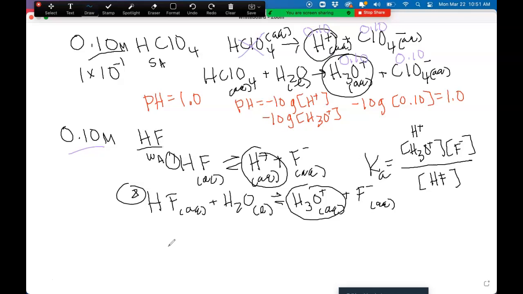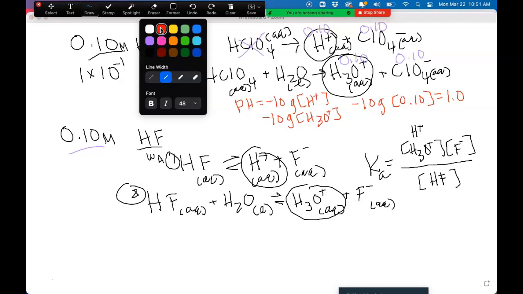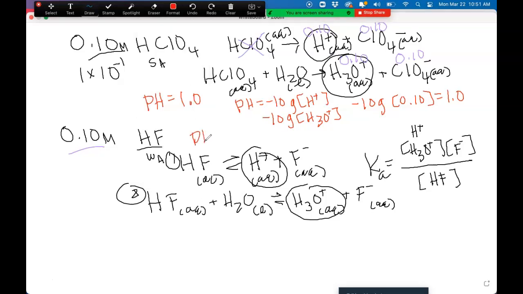Now, to do this problem, if I want to know this guy's pH, again, I'm solving for the same thing. I solved for the pH of the first one. What's the pH of this one? And you go, well, they're the same concentration, so they're the same pH. Wrong. They are not the same pH because they are not the same type of acid. Solving for the pH of the weak acid is more work.